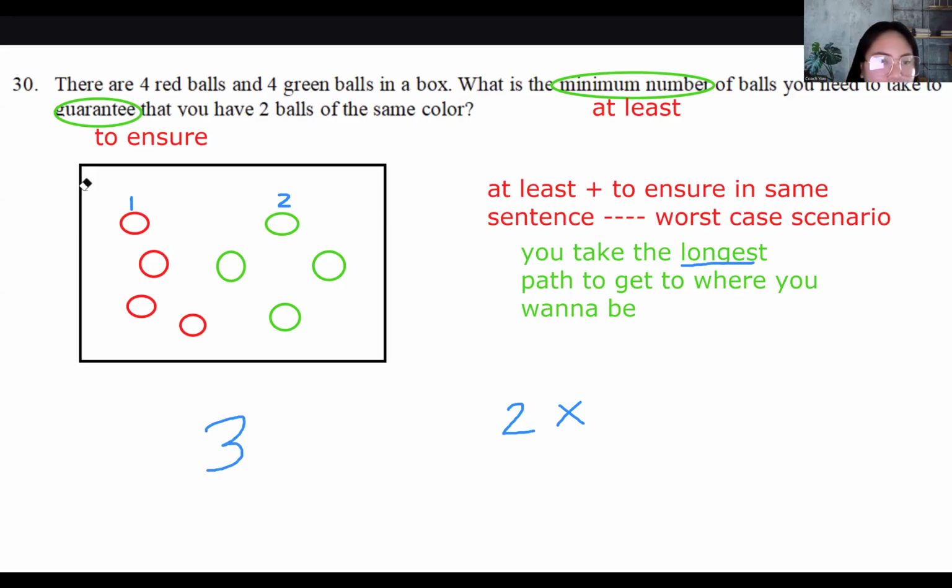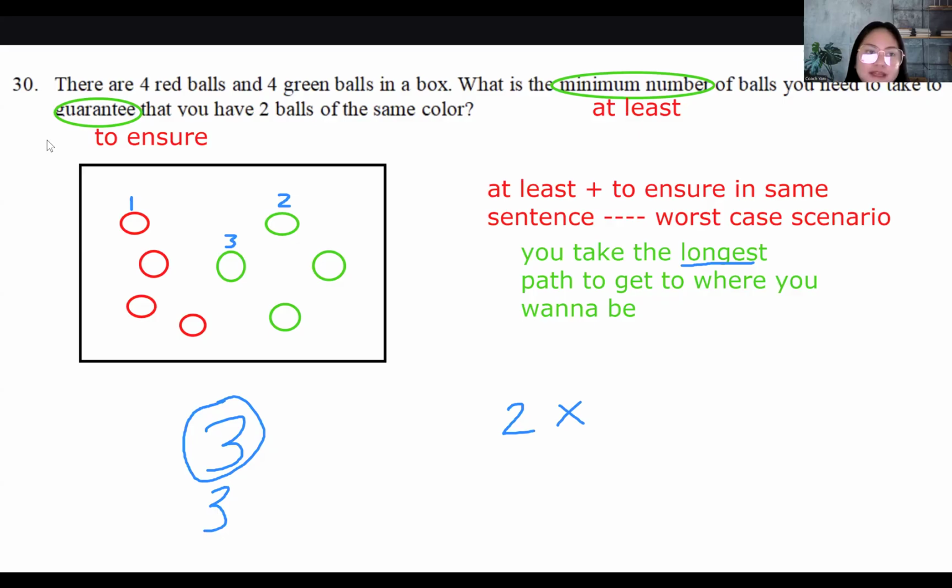Oh, what's the other possibility? You take the third one to be a green ball. And it's still going to give you two balls of the same color. So still three. So that means it will take you 3 tries so that you will have a guarantee that you have two balls of the same color. Either two red or two green. You get it? You get this? Worst case scenario.